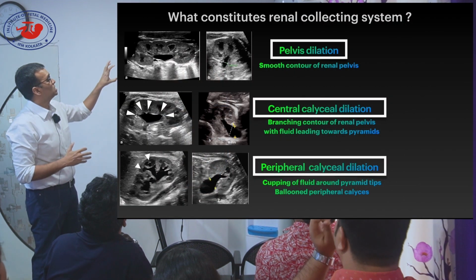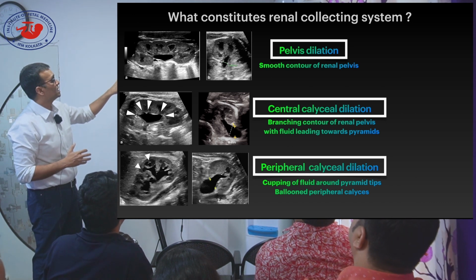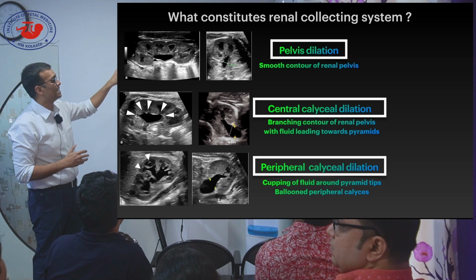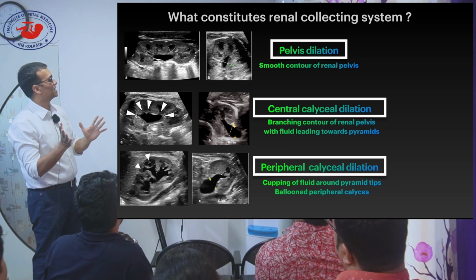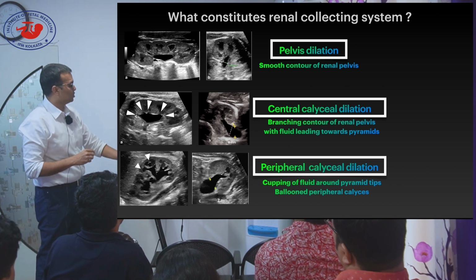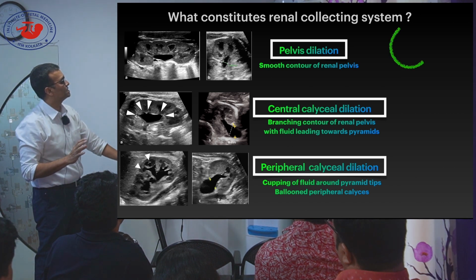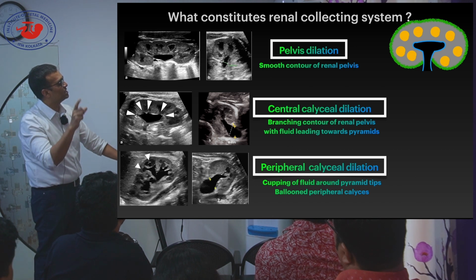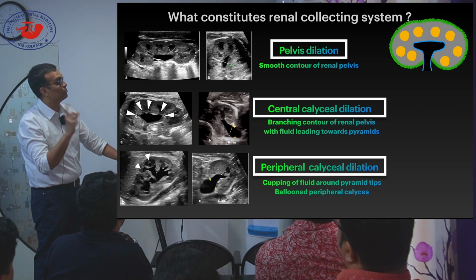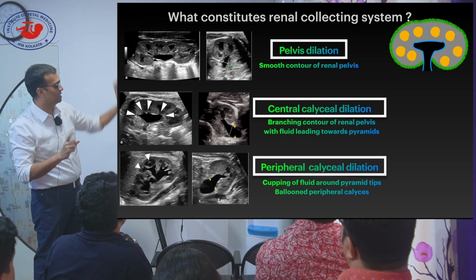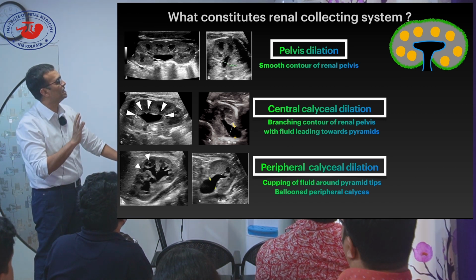Now what constitutes the renal collecting system? The renal collecting system is composed of your renal pelvis and the calyceal system. Calyceal system again is central calyceal system and peripheral calyceal system. So I will just explain how they look. Say this is the diagram of the kidney, and these yellow rounded things are medullary pyramids, and then you see the renal pelvis. This is all about the renal pelvis. So any dilatation you will report as renal pelvic dilatation.